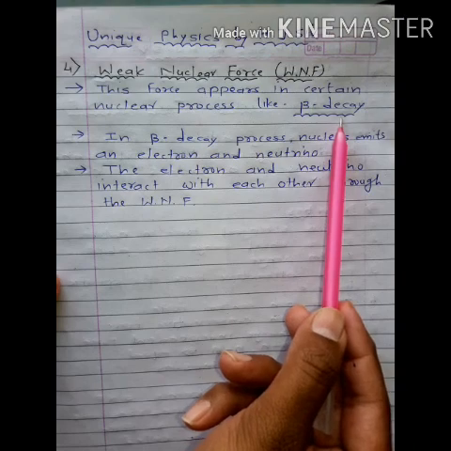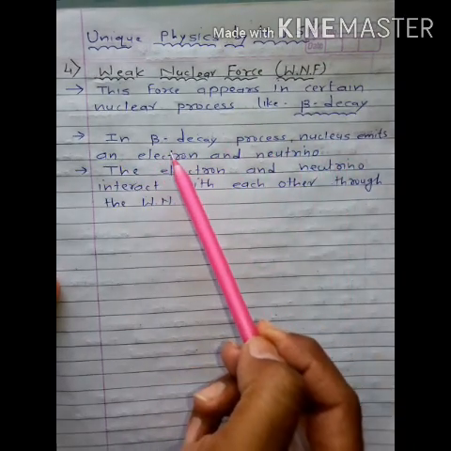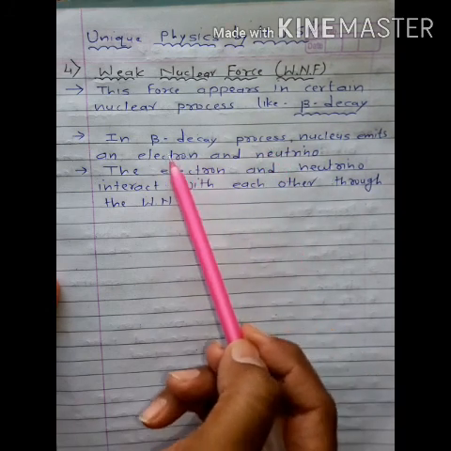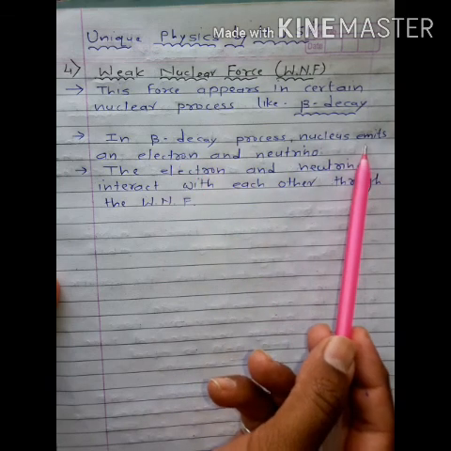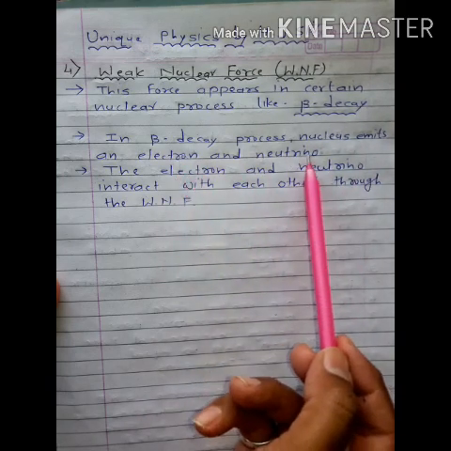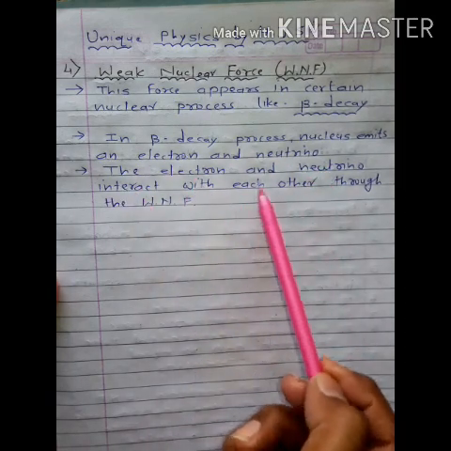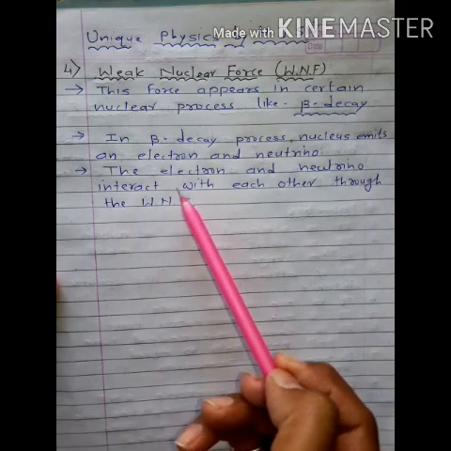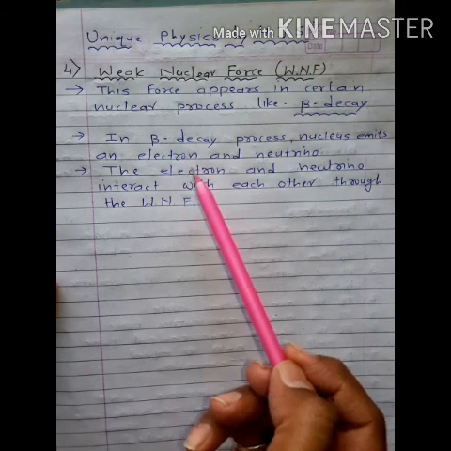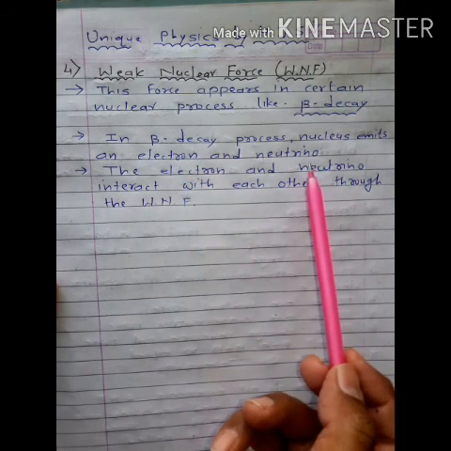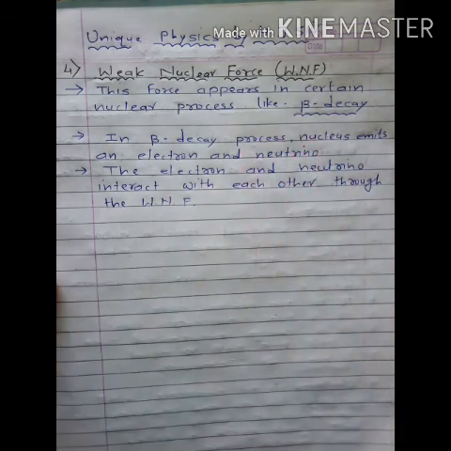Now what happens in the beta decay process? In the beta decay process, the nucleus emits an electron and a neutrino. Remember the names of these two particles. The nucleus emits an electron and a neutrino. The electron and neutrino interact with each other through weak nuclear force. So weak nuclear force is produced between the electron and neutrino when they are emitted from the nucleus.